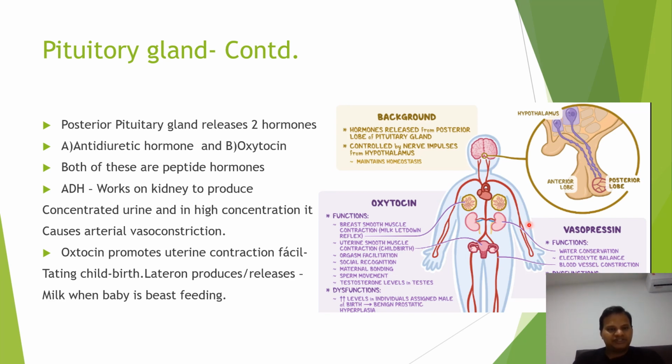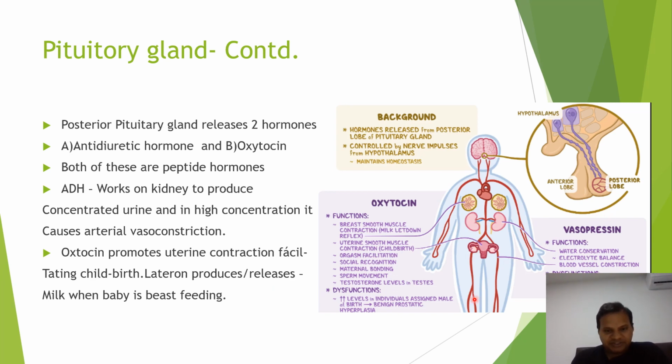So now we study the functions of oxytocin. Oxytocin promotes uterine contraction, facilitating childbirth. Later on, it releases milk when the baby is breastfeeding. Many people will ask the question: at the time of breastfeeding, what happens in the uterine part, because the receptors are also there? The receptors are less susceptible at that time when the mother is feeding. So this is your answer.